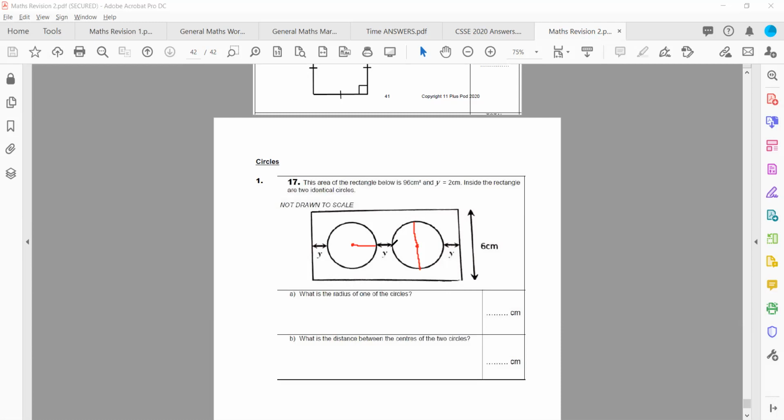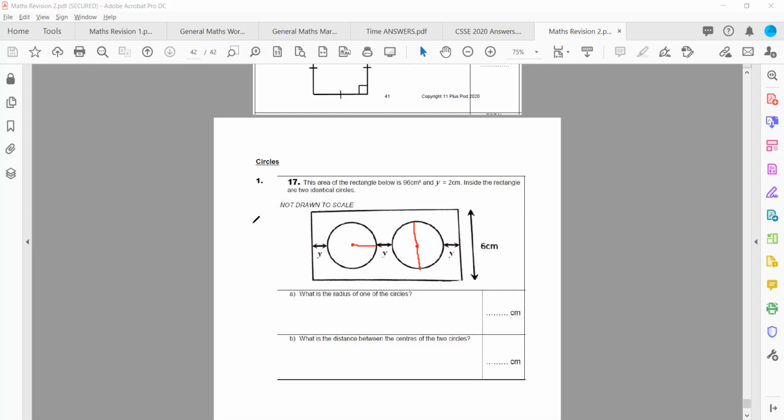If they were to ask you to calculate the area and circumference of a circle, I would expect them to give you the formulas you would need to do that. Again, I can't recall it ever on a CSSE 11 plus paper. It has appeared on other 11 plus papers.